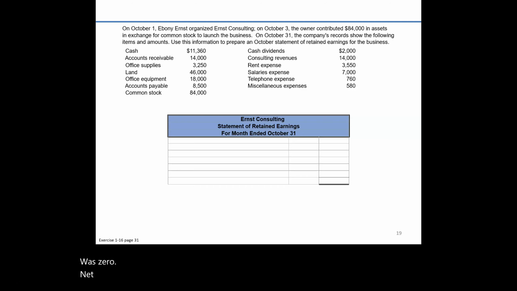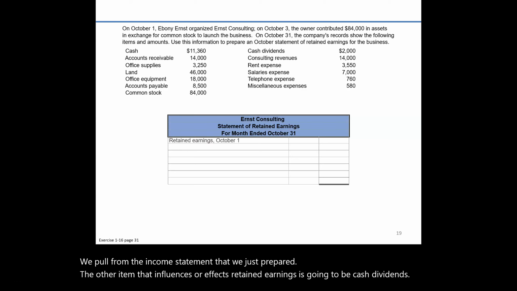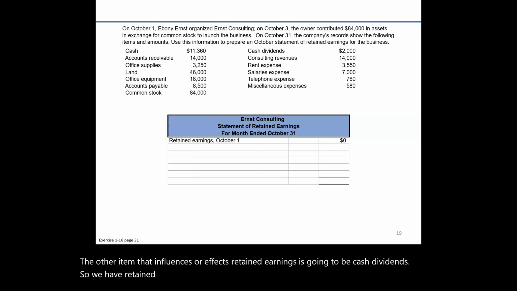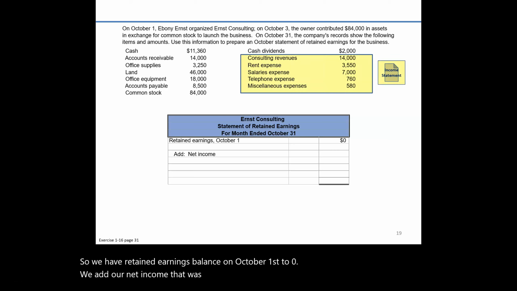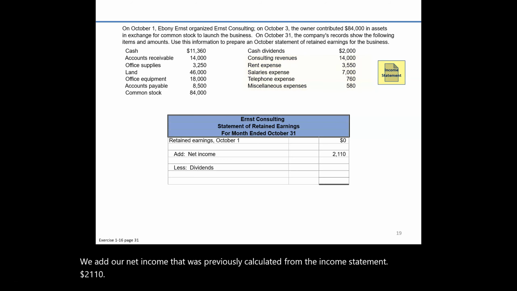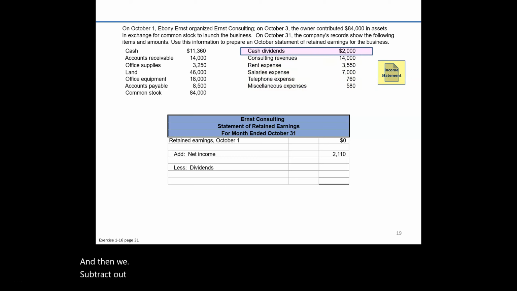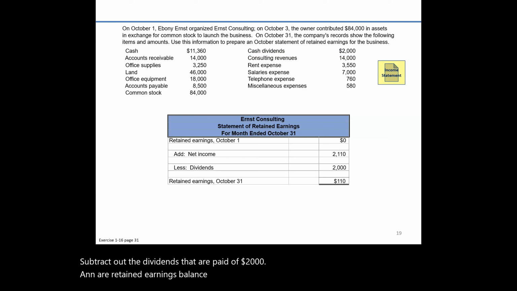Net income for the period, we pull from the income statement that we just prepared. The other item that influences or affects retained earnings is going to be cash dividends. So we have retained earnings balance on October 1st is 0. We add our net income that was previously calculated from the income statement, $2,110, and then we subtract out the dividends that are paid of $2,000, and our retained earnings balance on October 31st is $110 for this company.